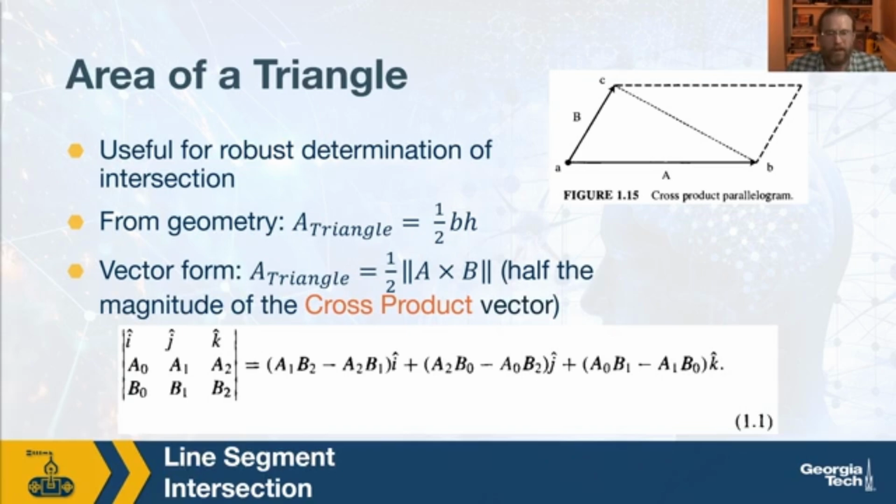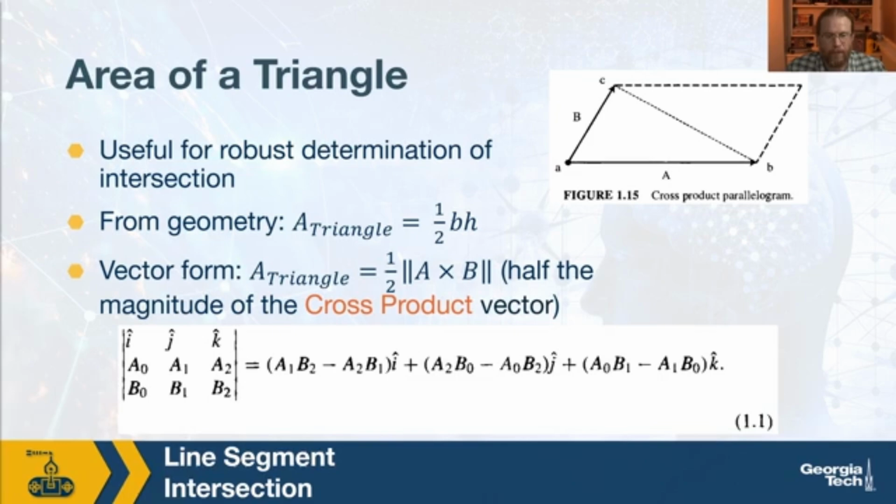So we're going to start by looking at the area of a triangle. So you might think, what does the area of a triangle have to do with line intersection? And so we'll have to build up to that, and then it will become apparent once we define a few things here. But you're probably familiar with the equation for area of a triangle: half base times height.